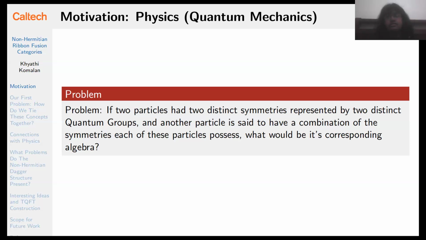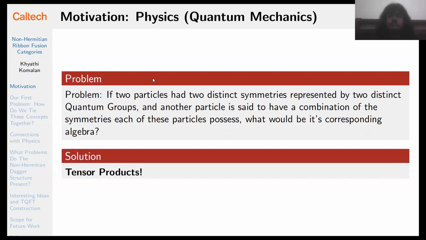And the symmetry is a combination of the symmetries of particle P1 and particle P2. That would be a combination of the symmetries S1 and S2, so you would be tensoring the symmetries S1 and S2. The obvious way of combining these symmetries would be using tensor products.